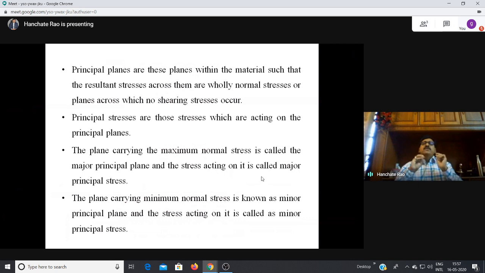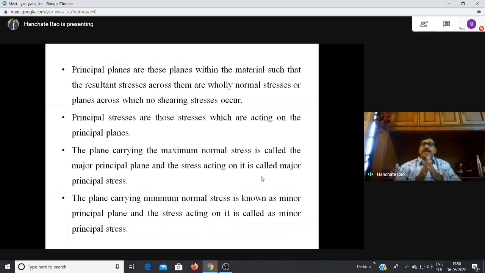Now let us understand what a principal plane is. A principal plane is defined as a plane where the stress is wholly normal and the tangential stress is equal to 0. So you are considering an inclined plane. Generally, on any inclined plane, we have a normal stress and we also have a tangential stress. But a principal plane is defined as a plane where there is only normal stress acting on the plane and the tangential stress is 0. So a plane where there is no shear stress, where the stress is only normal, such a plane is called a principal plane.